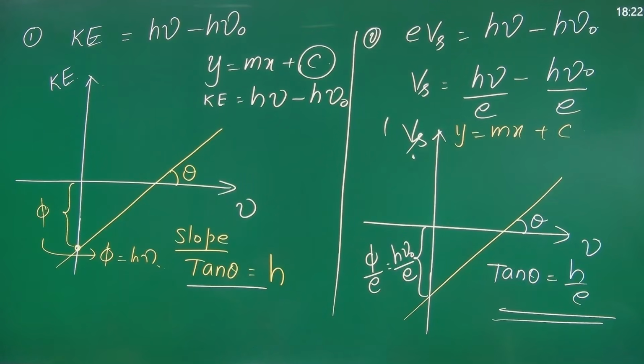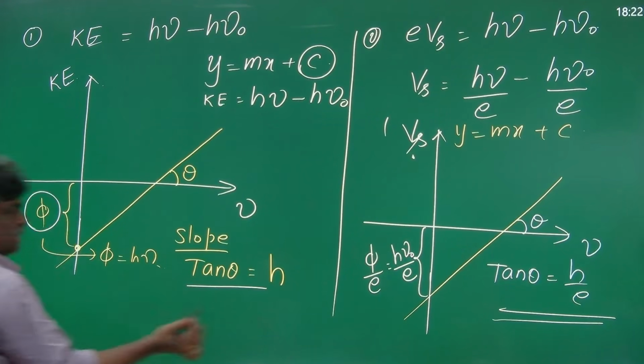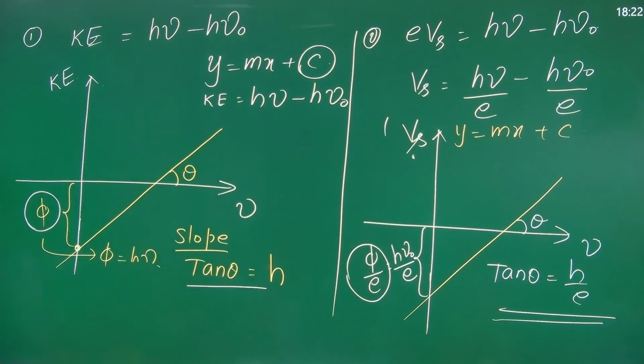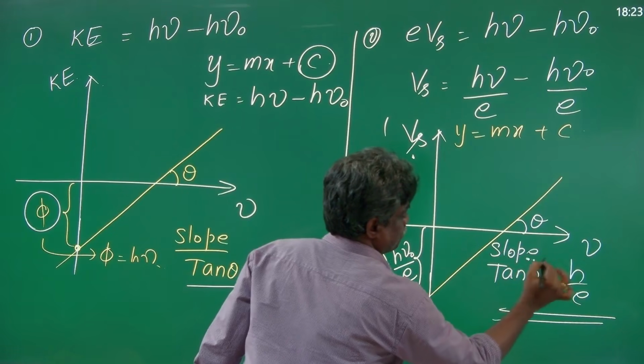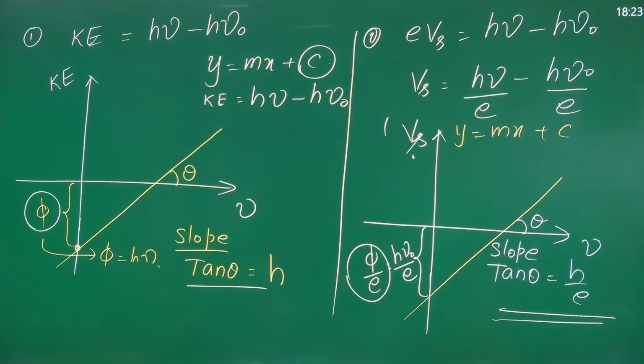Don't copy, don't copy. If you are copying, it means you don't know that 10th class base. Just y equal to mx plus c, nothing else. Here the intercept is the work function, but here the intercept is the work function by e. That's it. And the last one more point. With that, photoelectric effect is end.